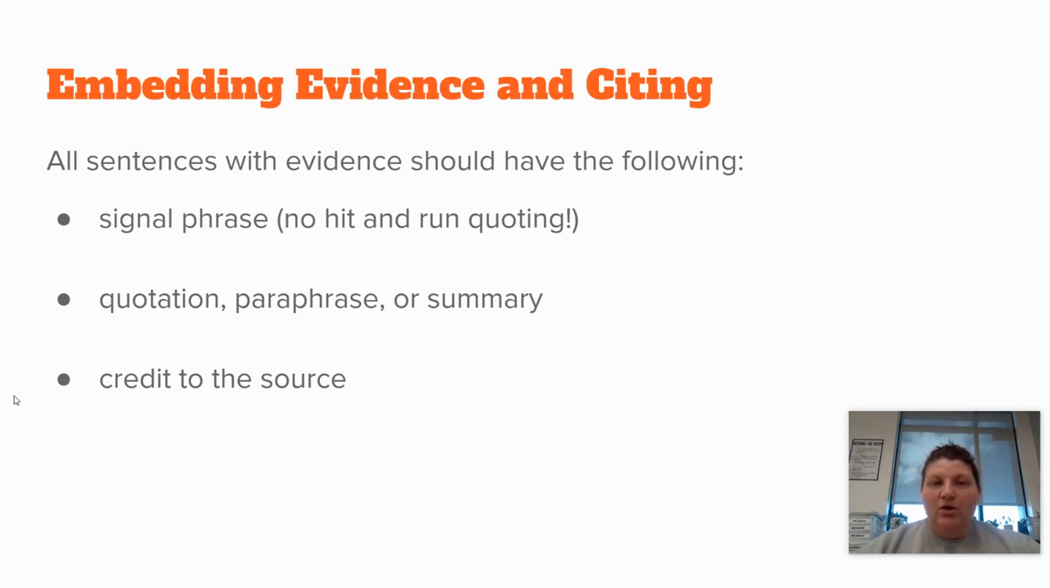Hit and run quoting is when students take a quote and just drop it in as its own sentence without giving any kind of signal as to where that information is coming from. And we don't want any hit and run quoting where you just drop it and go. Then you need the quotation, paraphrase, or summary itself. And then you want to give credit to the source. So we've talked about parenthetical citation. We're going to talk about one other way to do this as well.